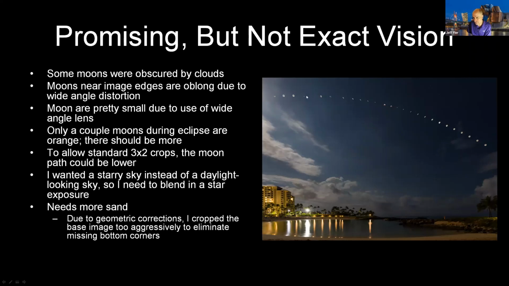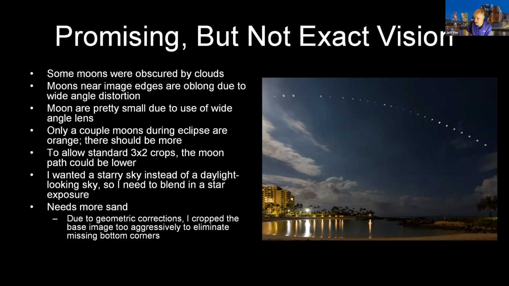You'll notice that some of these moons were obscured by the clouds, and that doesn't look great. In addition, if you look at moons that are particularly towards the edge of the frame, up here and over there, and it even continues all the way through, due to wide angle lens distortion, those moons are looking oblong. They're not circular. And that's really crummy looking. If you look at Michael Fry's moons, his moons are all nice and circular. Okay, so there must be a way to fix this.